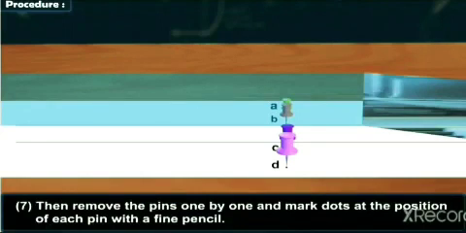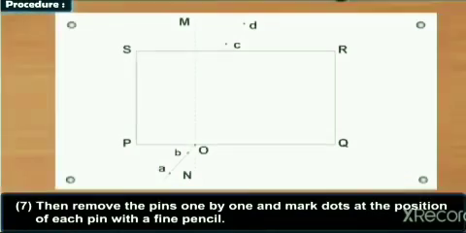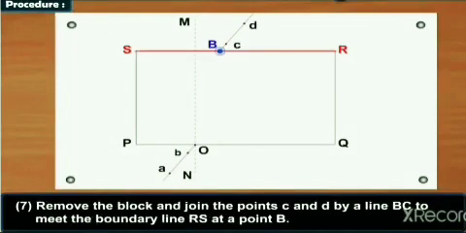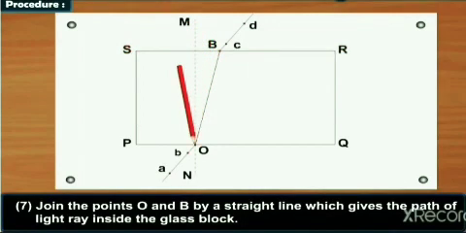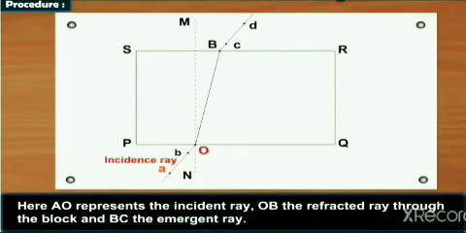7. Then remove the pins one by one and mark dots at the position of each pin with a fine pencil. Remove the block and join the points C and D by a line BC to meet the boundary line RS at a point B. Join the points O and B by a straight line, which gives the path of the light ray inside the glass block. Here AO represents the incident ray, OB the refracted ray through the block, and BC the emergent ray.